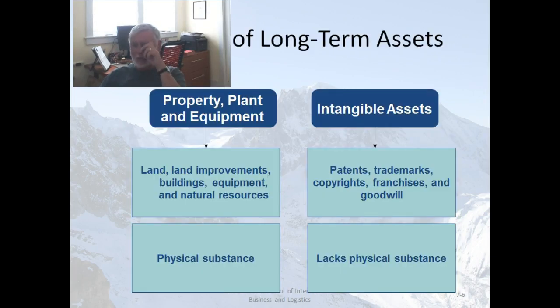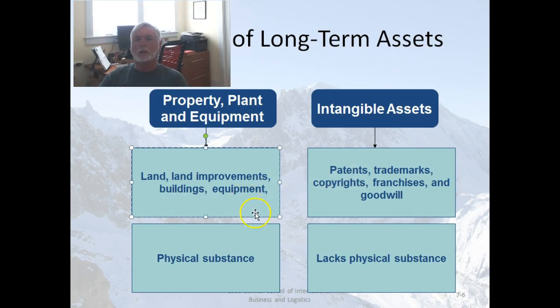So if we think about property, plant, and equipment, that would be land and land improvements, building, equipment, and natural resources. Oh, natural resources shouldn't be there. Oh, look at that. Let's fix that. Natural resources are tangible, but they are not considered part of property, plant, and equipment. But tangible assets have a physical substance, you can touch them. And then intangible assets include things like patents, trademarks, copyrights, franchises, and goodwill. And they lack physical substance. They're intellectual property is another word that's used for them, but accountants call them intangible assets.